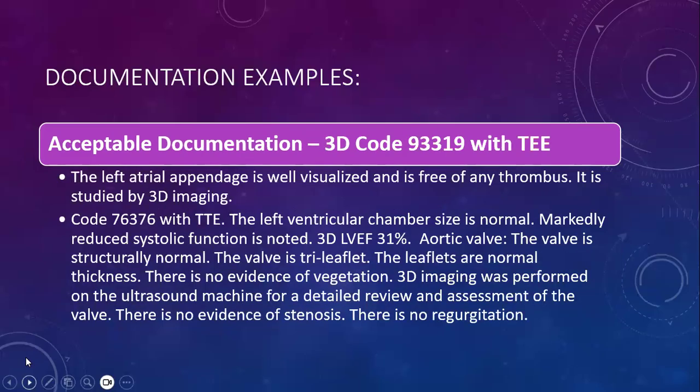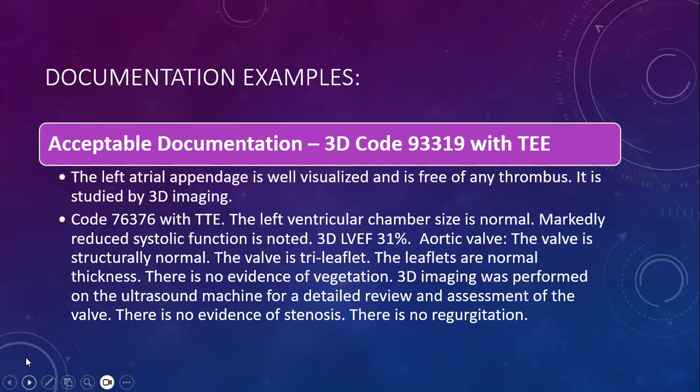So now let's look at a couple documentation examples for 3D 93319 with a TEE. The first one: left atrial appendage is well visualized and free of any thrombus. It is studied by 3D imaging. They are telling you I used 3D and here's what I saw.